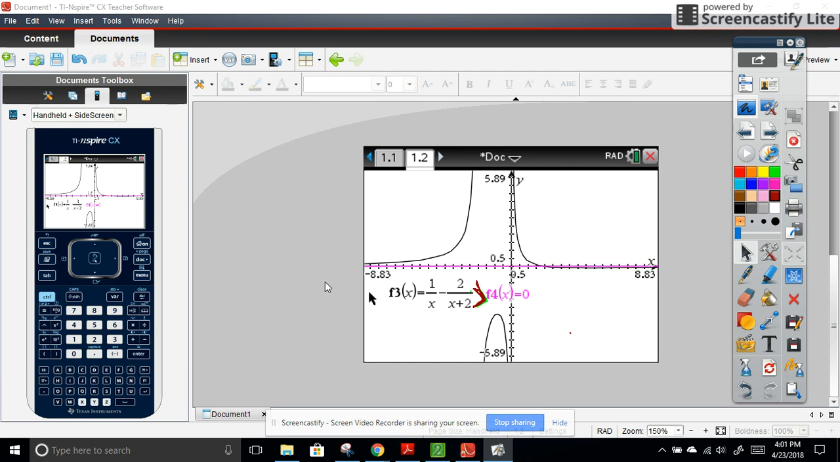0.5, so maybe I just need to check my window real quick. But I want to know where it's above. Well, it's above here and it's above here. All of this is below, so I don't really care about that. So this is the part of the graph that I want to see.